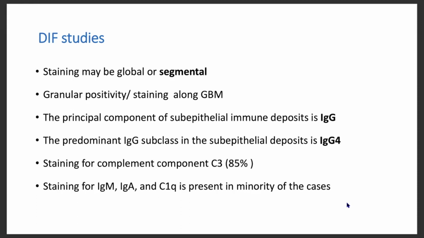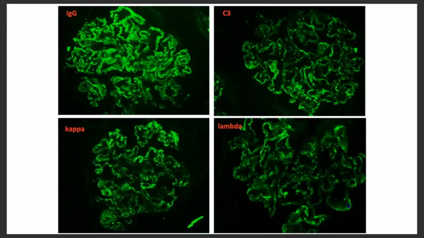And in one subset of cases, the so-called secondary MGNs, you may also get staining for other immune reactants, including IgA, IgM, and even C1q in some cases. We'll talk about these cases as we go on further in this lecture.